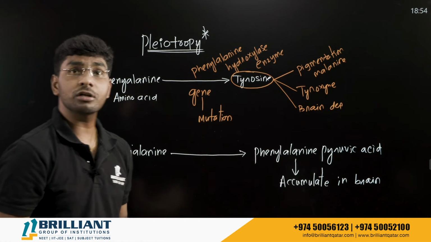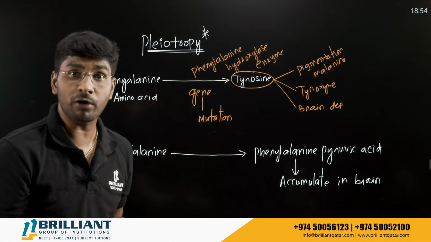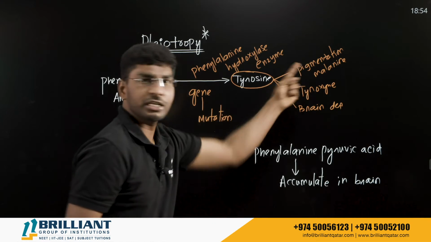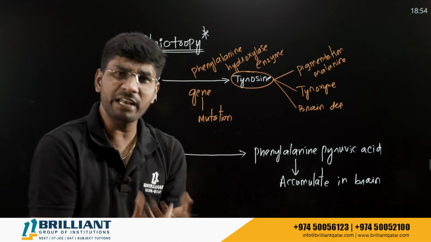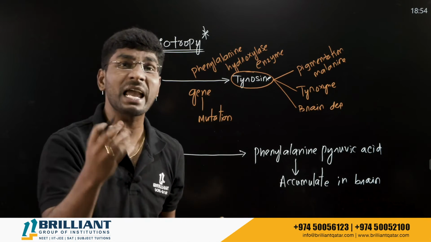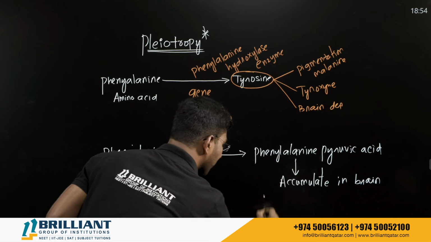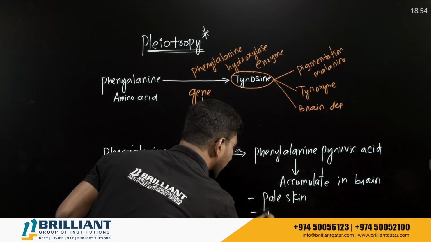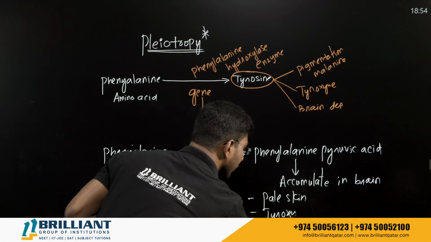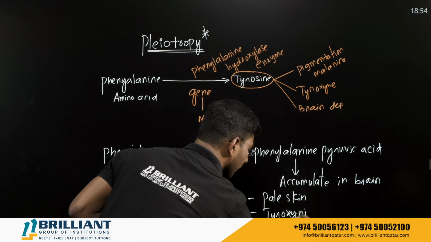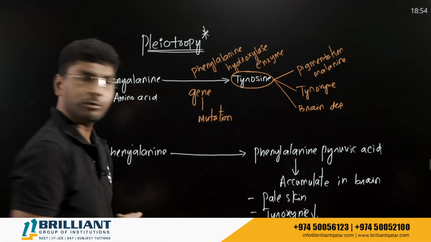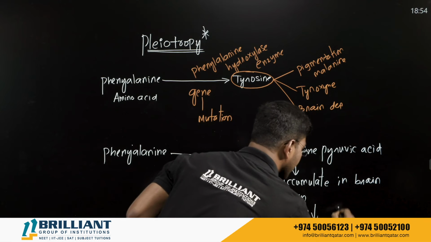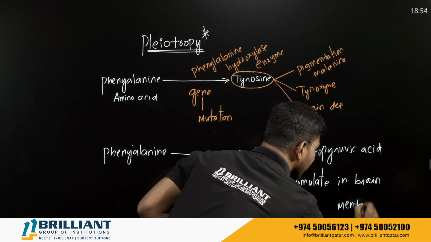What problems can it cause? Moreover, tyrosine amino acid is not forming. So in the absence of tyrosine, what happens? Pigmentation will be very less. That means pale skin color. Number 2, thyroxine hormone production is also very low. Number 3, mental retardation.